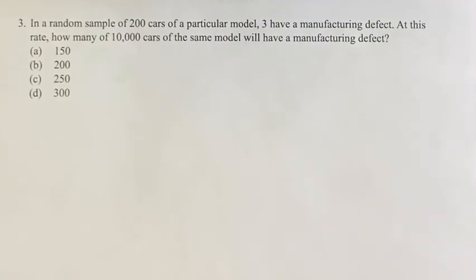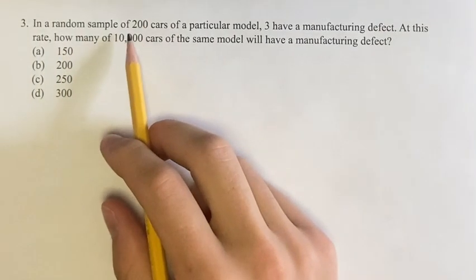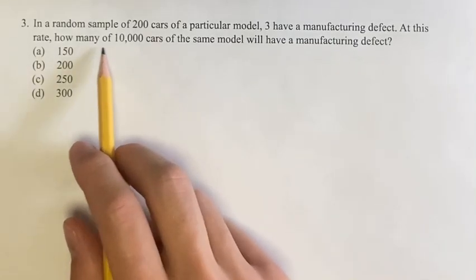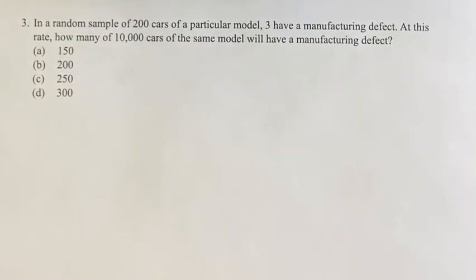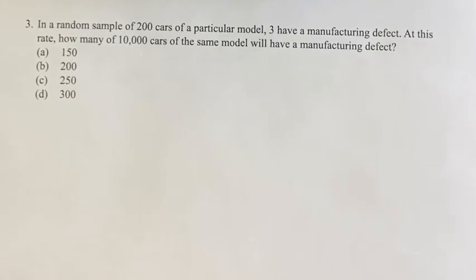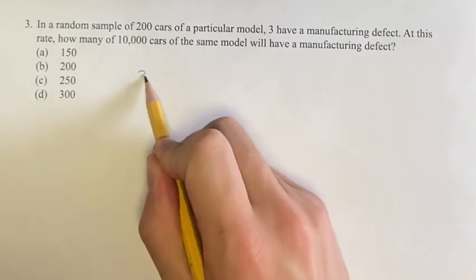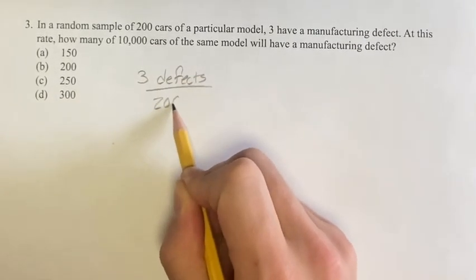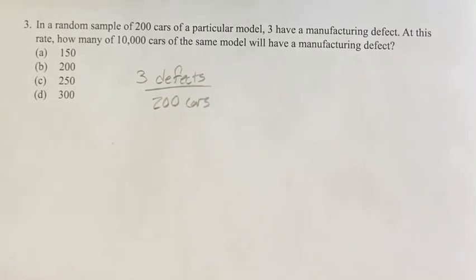In this problem, we're told that in a random sample of 200 cars of a particular model, 3 have a manufacturing defect. And we're asked, given this rate, how many of 10,000 cars would also have a defect? So what we're going to do here is use our rate, right? And the rate we've been given is that there are 3 defects in 200 cars, right? This is the rate of defects in cars.